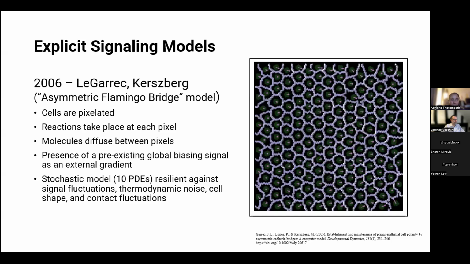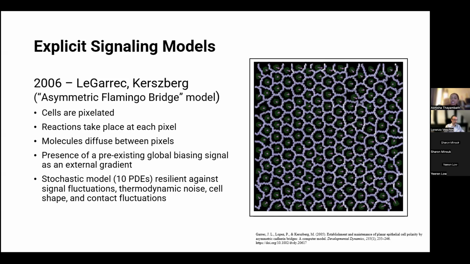A second example of an explicit signaling model is here. The motivation for this model, the asymmetric Flamingo bridge model, is the hypothesized presence of a gradient that provides the initial asymmetry to all the cells, which is later amplified by feedback interactions. This model is pixel-based, so cells are pixelated, and reactions take place at each pixel. It could be either among molecules present in the same pixel of a membrane or in adjacent pixels of different cells. This model is different from the previous model because of certain intricate details of molecular bonding between the proteins.